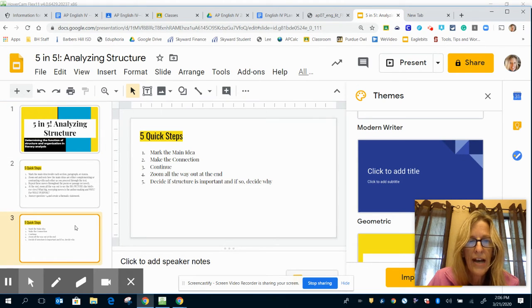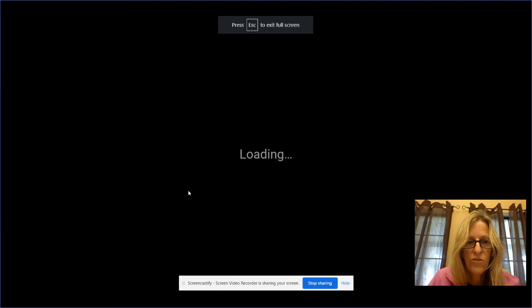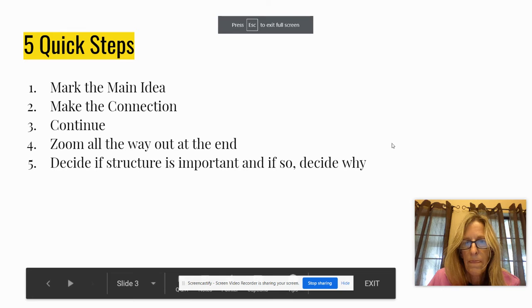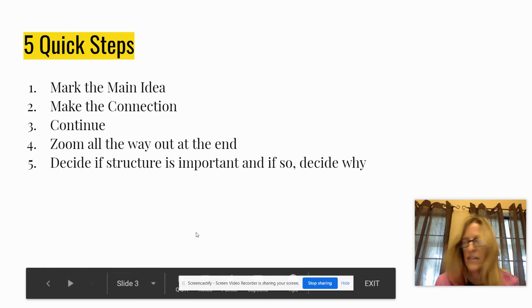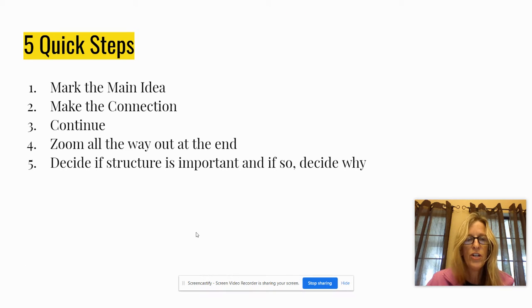So if you look at the quick 5 steps that we have here, let's pull back through for just a second. Mark the main ideas. So as you read the passage, what you're going to do is mark the main ideas out beside each stanza or section if it's a prose passage. Then begin to make the connections. Look and say, okay, this is one main idea. Here's a second one. How are they connected to each other? Are they complementary? Is it developing an idea further? Or is it a contrast? If it's a contrast, we need to begin to ask the question, why?